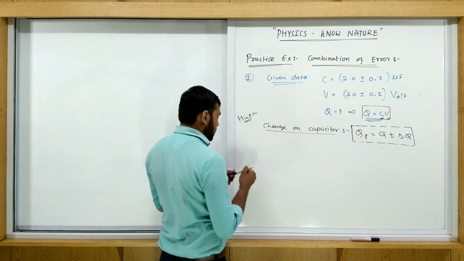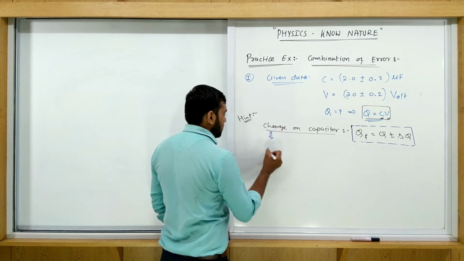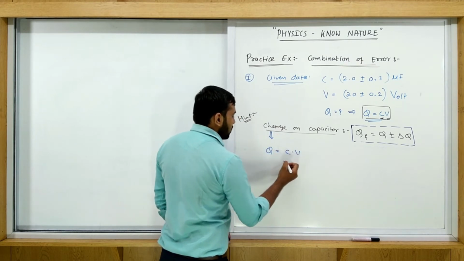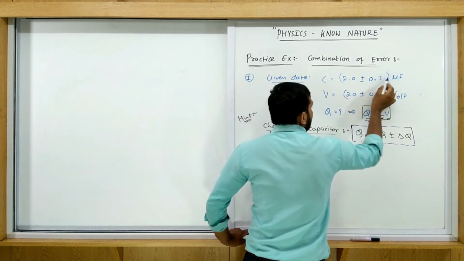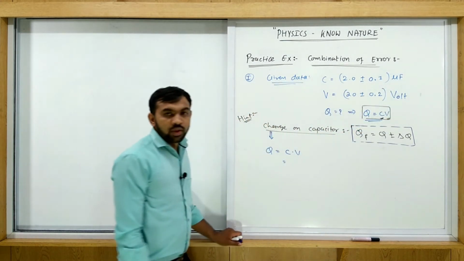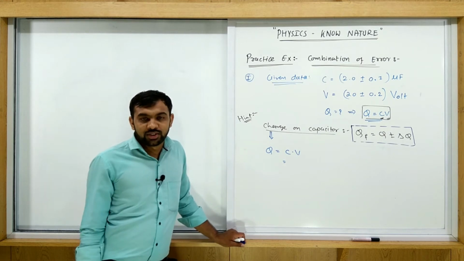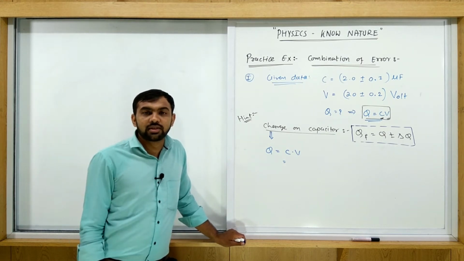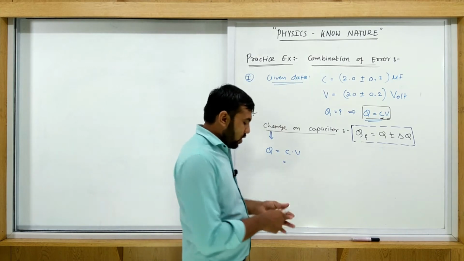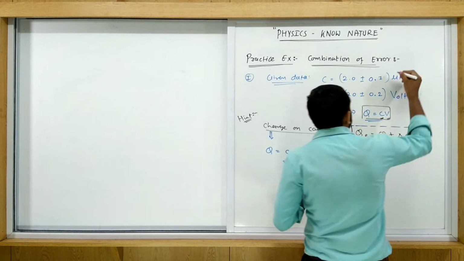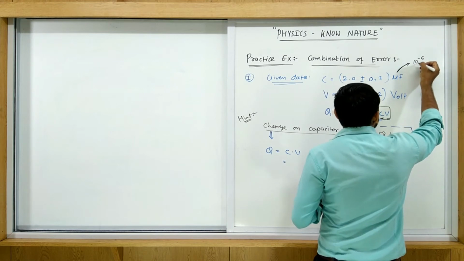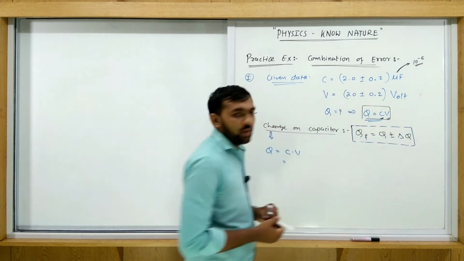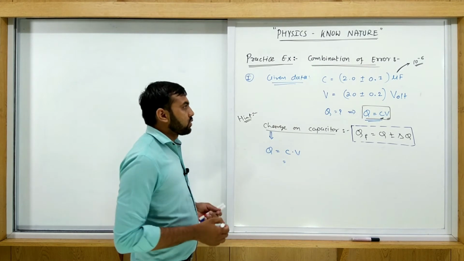So Q is equal to CV. Charge on capacitor, Q is equal to C into V. What is C? The 2, and the unit is what? Microfarad. You just remember the prefixes. What is the meaning of micro? Micro means 10 raised to minus 6.